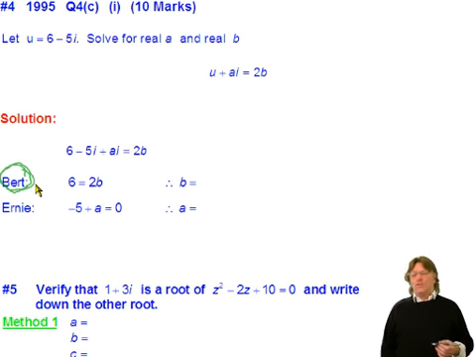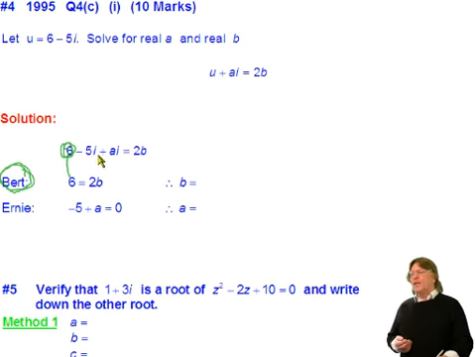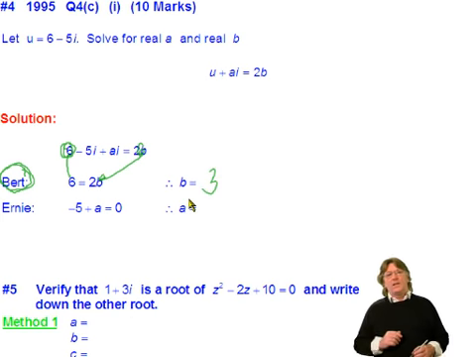So Bert says the real parts are the bits that I collect. So Bert collects real bits. Bert will collect the 6. He won't collect the minus 5i because it's not a real part. He won't collect the ai because it's not a real part either. It is equal to 2b. So Bert will come up, he'll collect 6 and he'll collect the 2b. He won't collect anything else. So Bert will tell me that 6 is equal to 2b, so b is equal to 3.